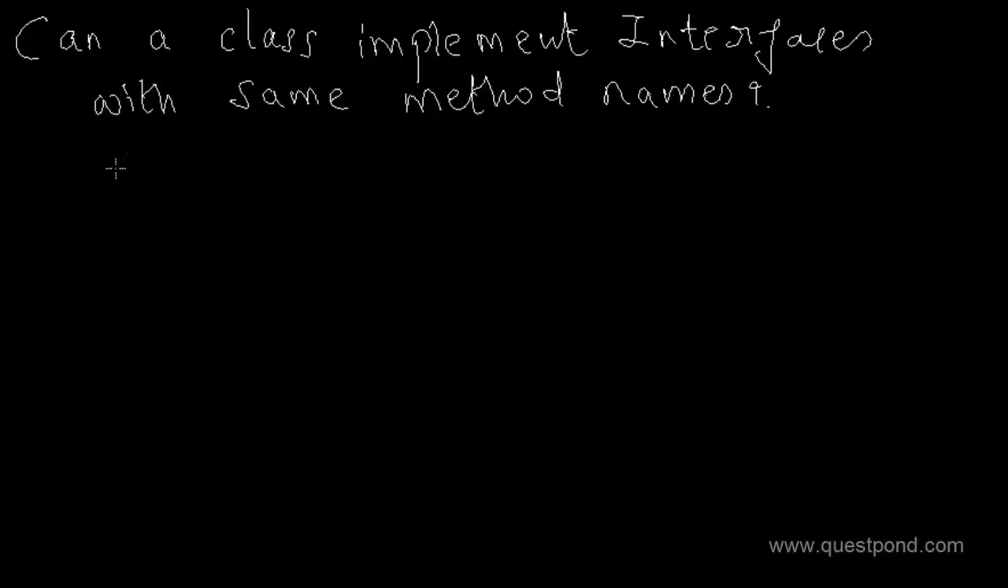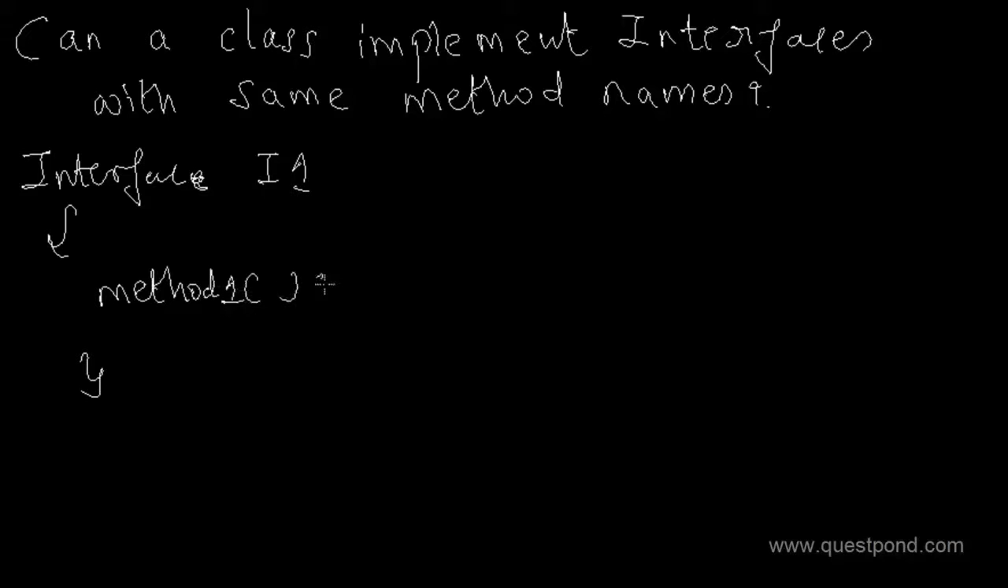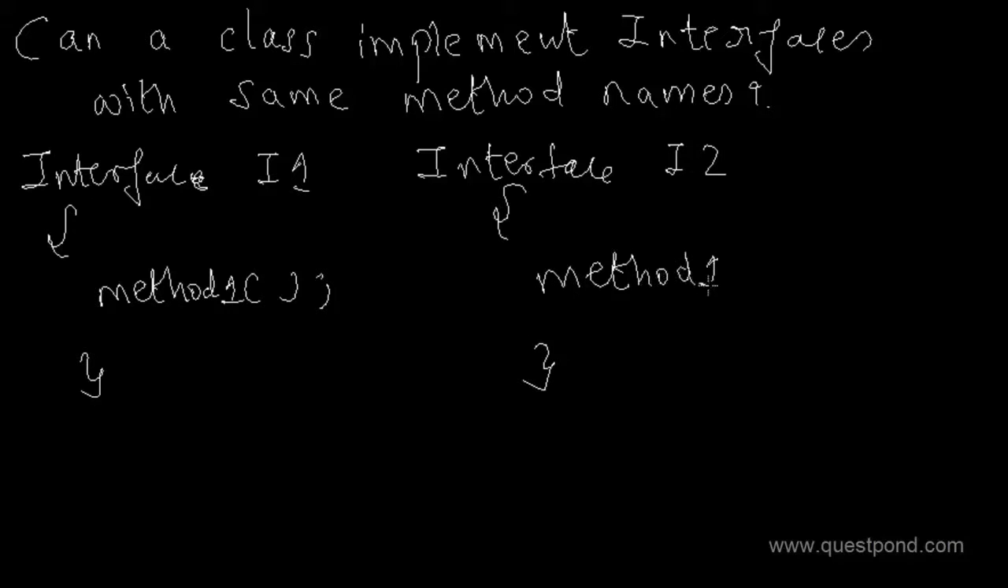Okay, now let's say that you have an interface called I1 which has a method called method1. You then have one more interface called I2 which has again a method called method1. Now this code is a pseudocode, so don't expect that if you type it in your Visual Studio it should compile, but this is just a pseudocode to make you understand the scenario. So we have two interfaces here, I1 and I2.